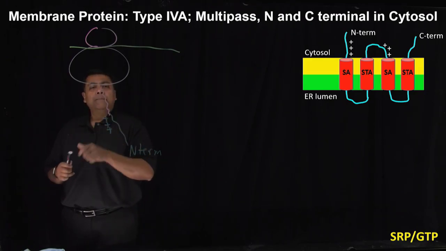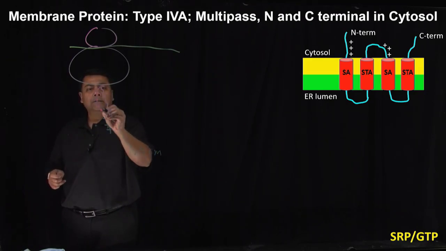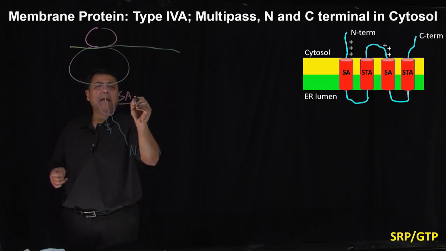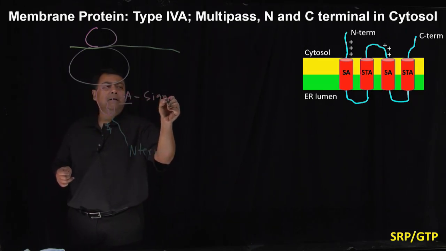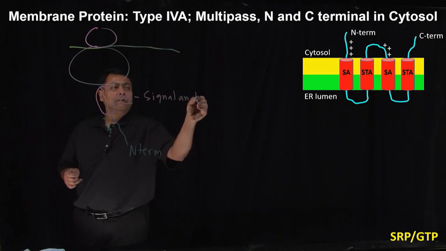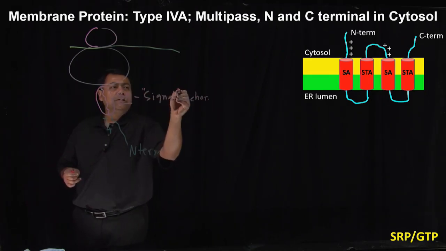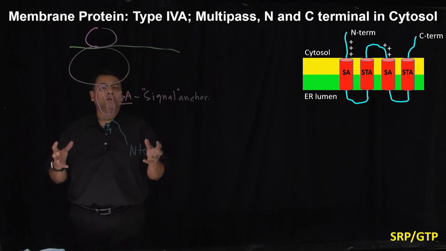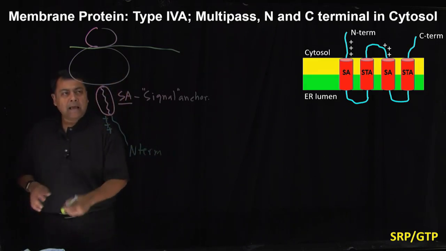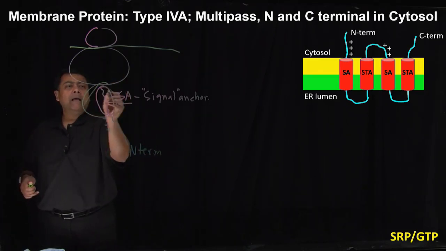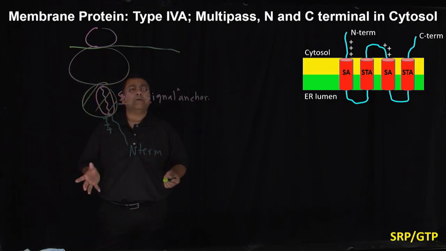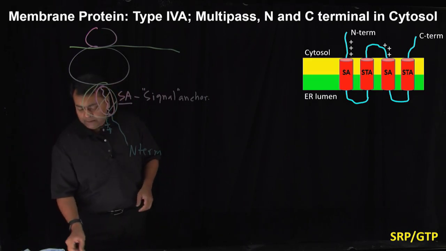Now this first hydrophobic sequence comes out, and this is your SA, your signal anchor sequence. As soon as you see the signal anchor sequence, that is the signal by which the SRP will come over and bind here and bring this onto the translocon to be inserted into the membrane. So how does this basically happen?